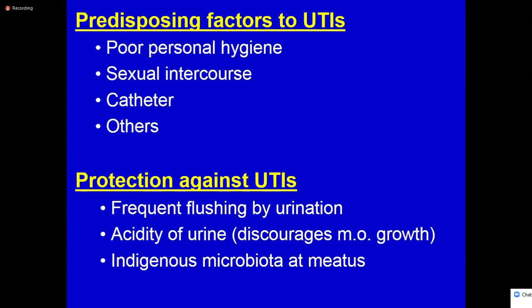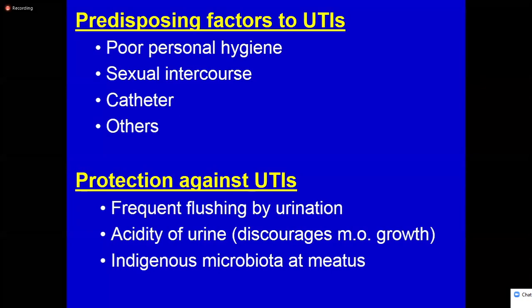What are the predisposing factors for urinary tract infection? Poor personal hygiene, understandable. Sexual intercourse. Catheter: when you put a catheter in the urethra, for example, it may predispose the patient to UTI. So the presence of a catheter in the urethra will make the patient more prone to become infected, especially when it stays for a long time, more than 24 hours.